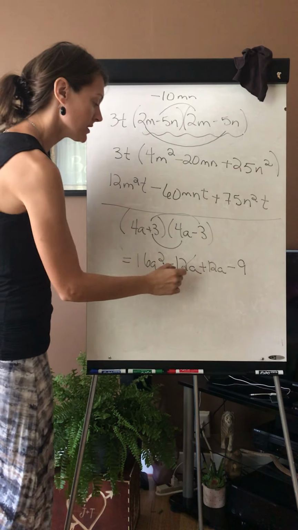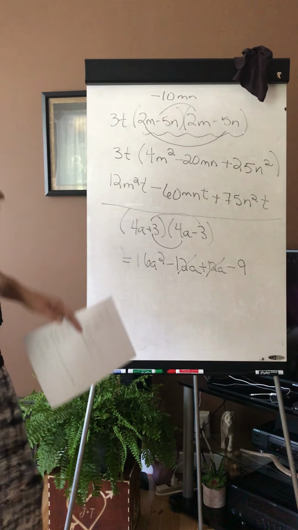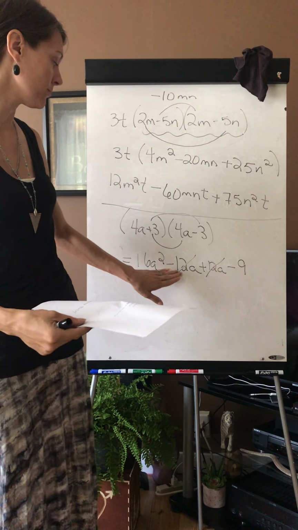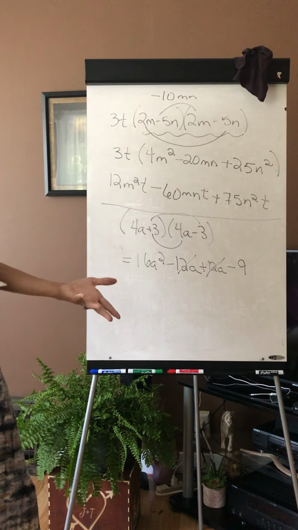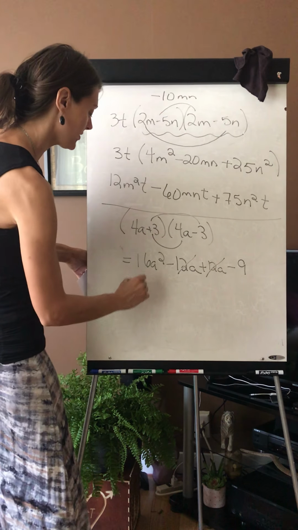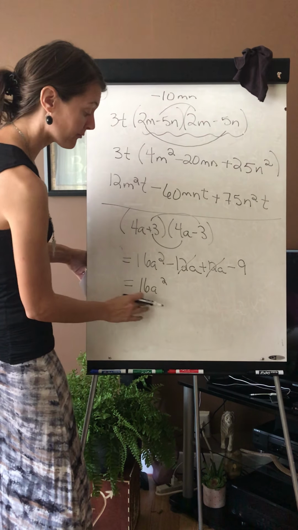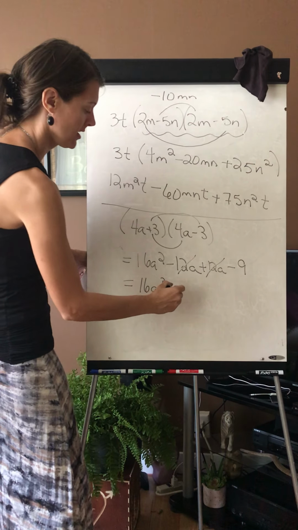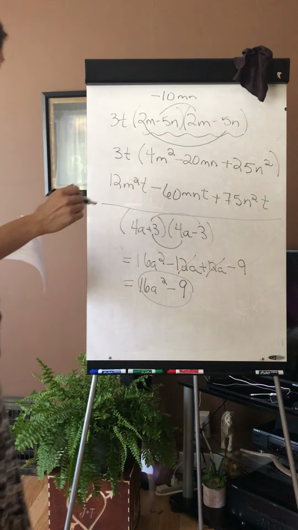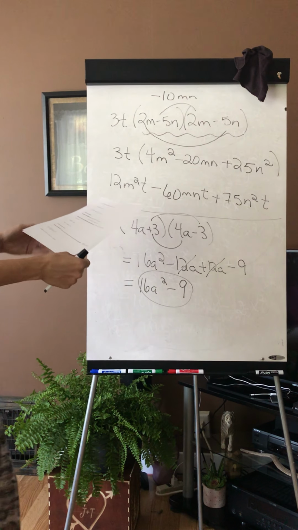So you'll notice these 2 terms are what we call additive inverses. Same exact value, different signs. So when you add them together, they just wipe out. It's just 0. So we're left with 16a squared, which is my first perfect square, and then minus 9, which is my second perfect square. Okay? So we're getting there.